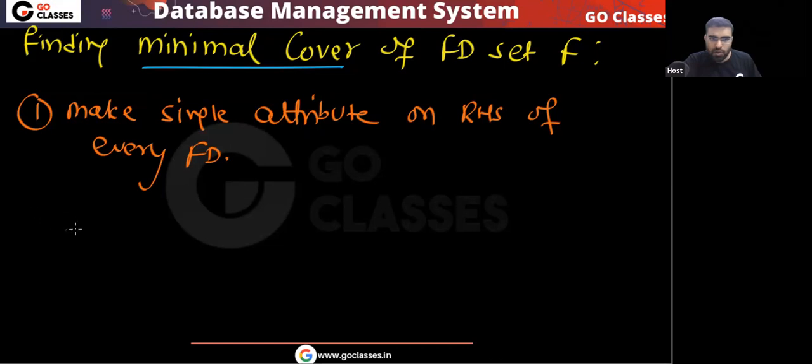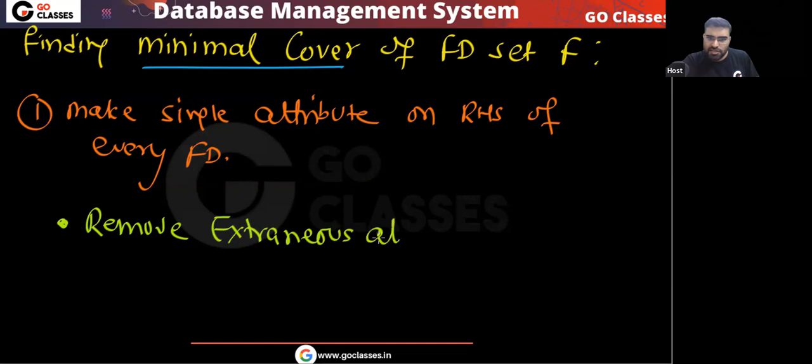Now there are two things we have to do. One thing is to remove extraneous attributes on the LHS. On the LHS, this is what we need to do. And what is the second thing we have to do? We have to remove redundant FDs.